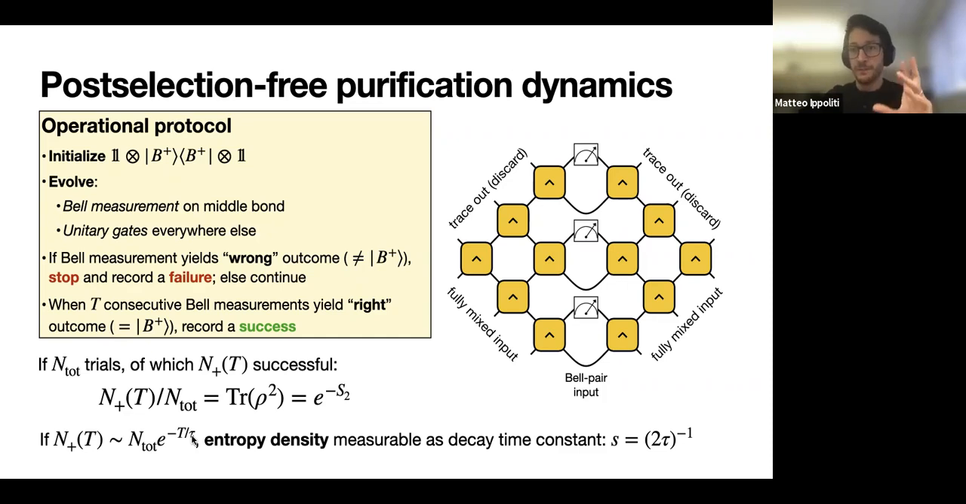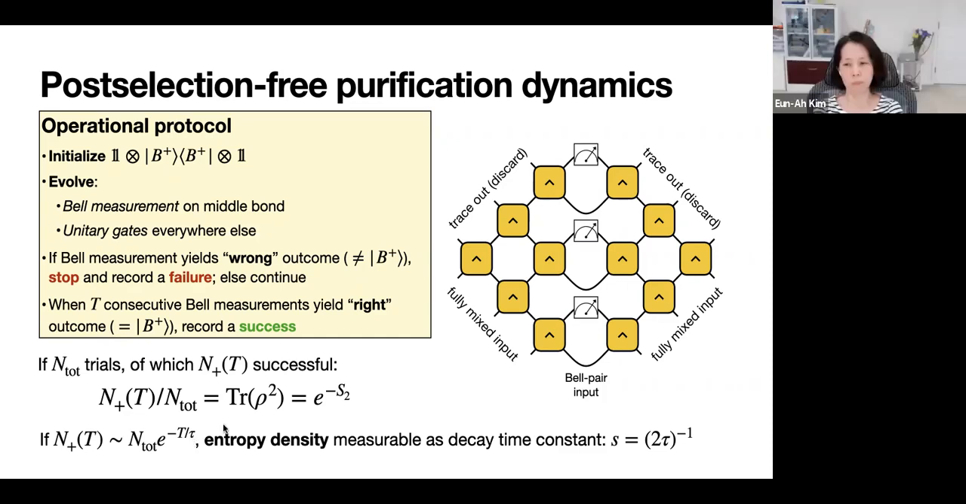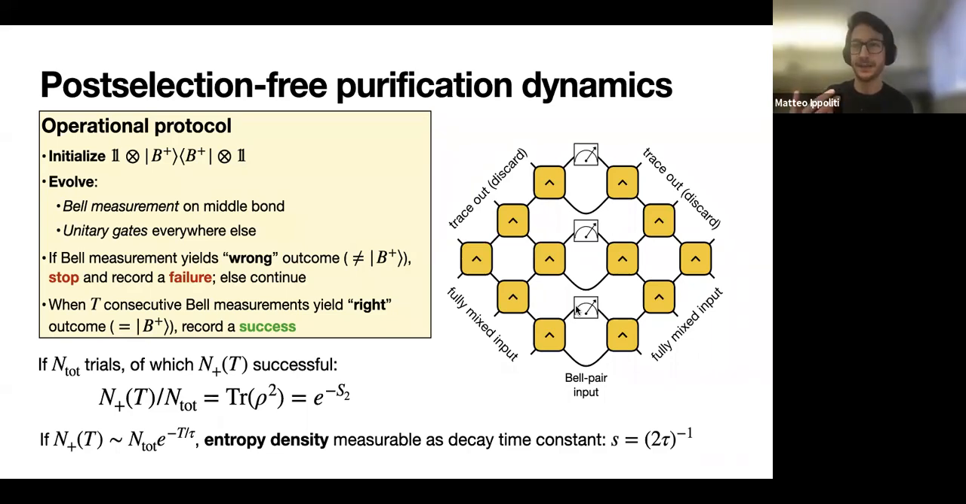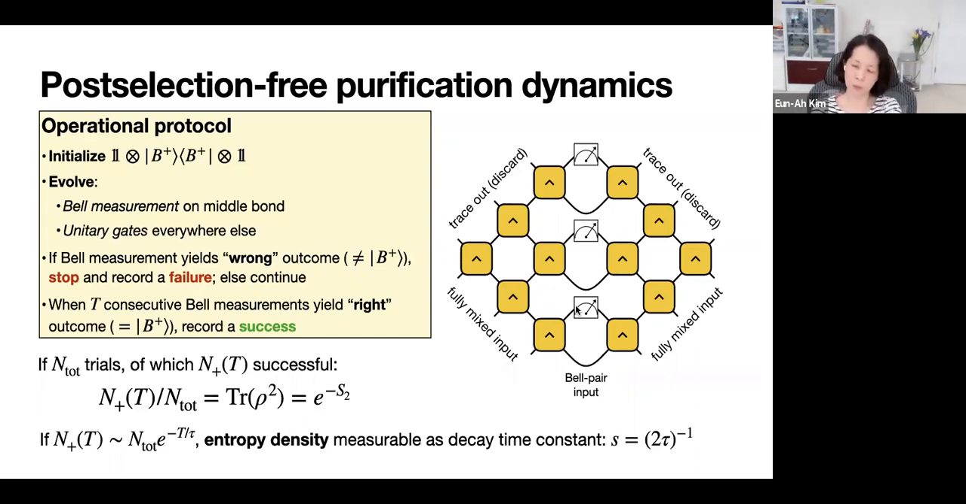It basically maps onto just this multi-point correlation function. Each one of these measurements is really how you do it in the lab, but on paper it's like a T-point correlation function of some projector that you can calculate.